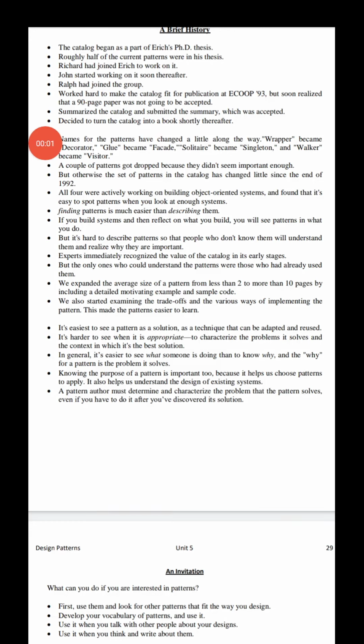Hi students, today we are discussing a brief history of design patterns in the fifth unit.